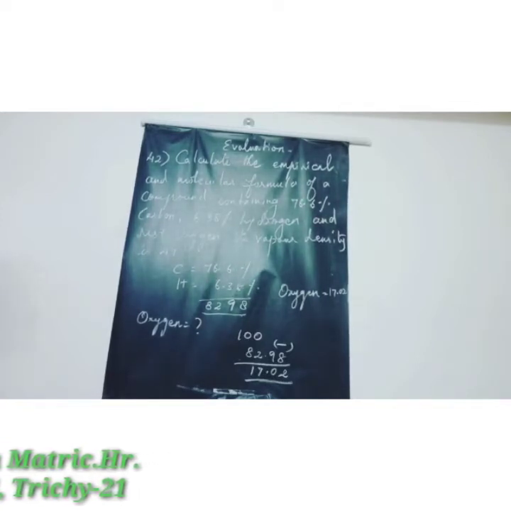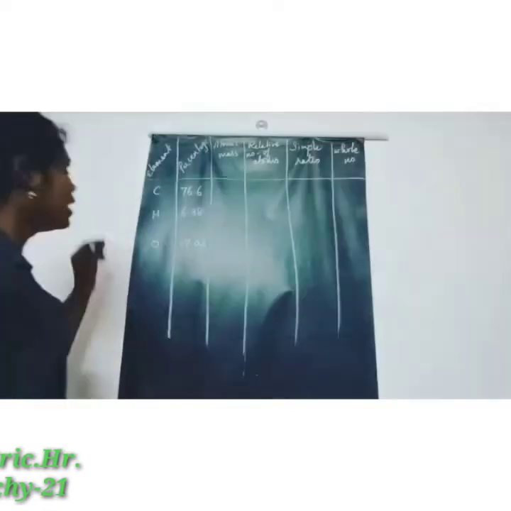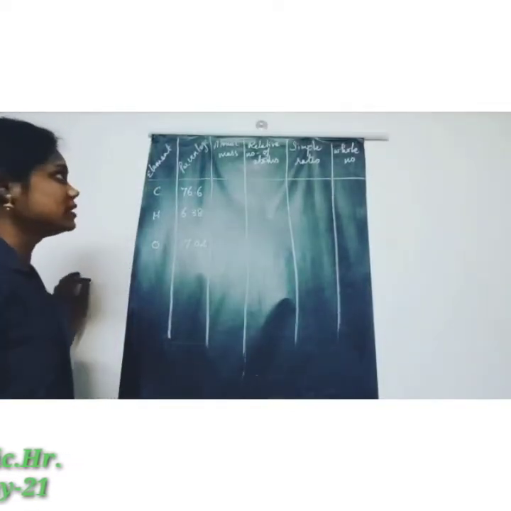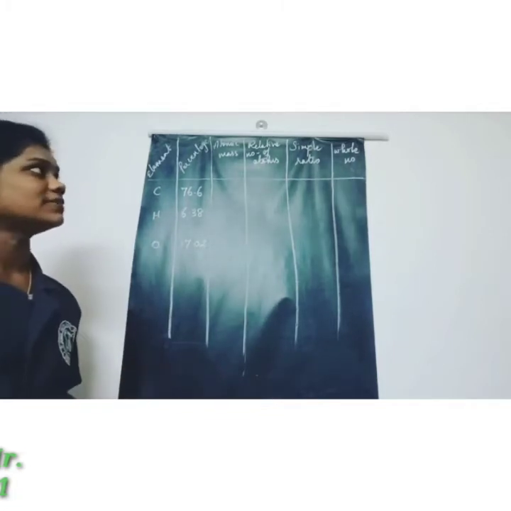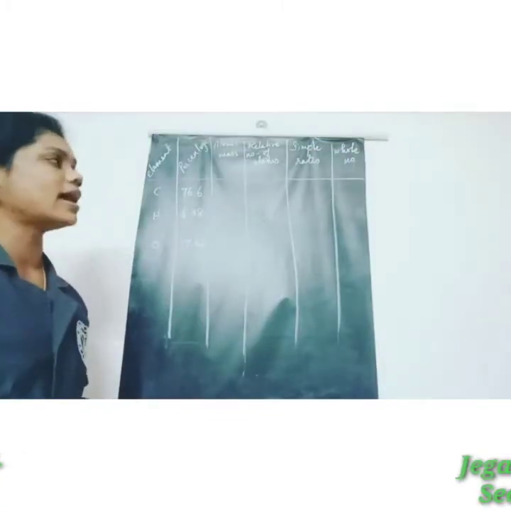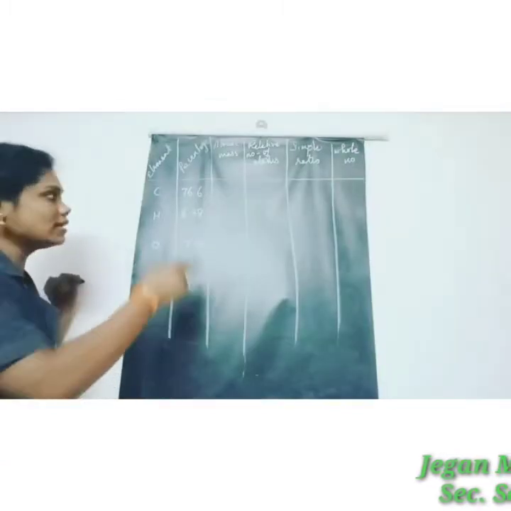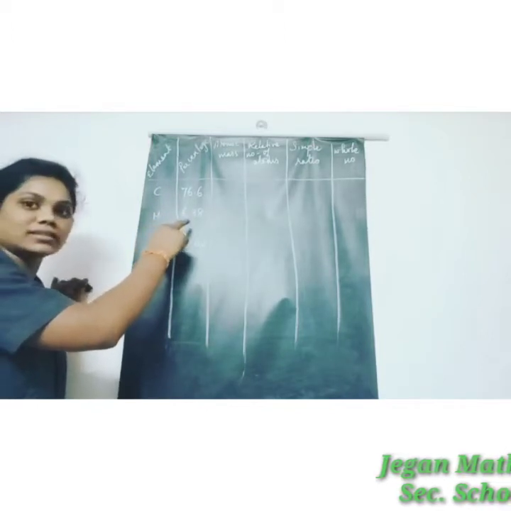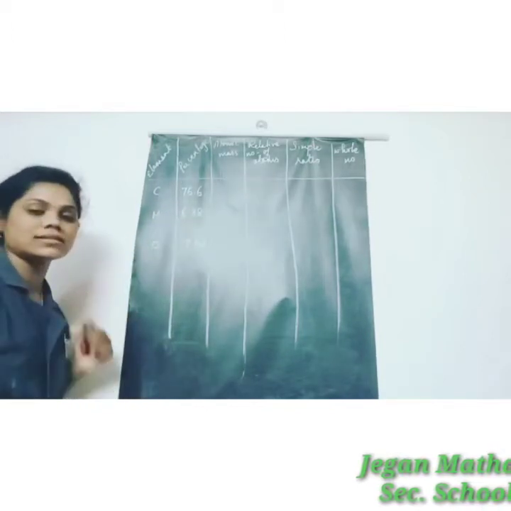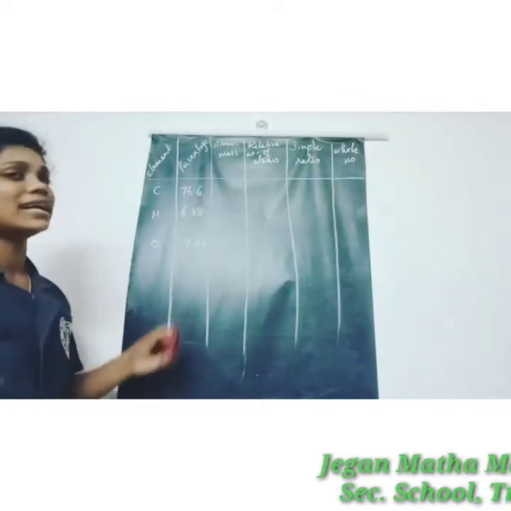And then we apply these values in the table. Let us see the table. The columns are element, then percentage, then atomic mass, after that relative number of atoms, then simple ratio, and the last one is whole number. So first, what is given in the question? Carbon is 76.6%, hydrogen 6.38%, and oxygen is 17.02%.